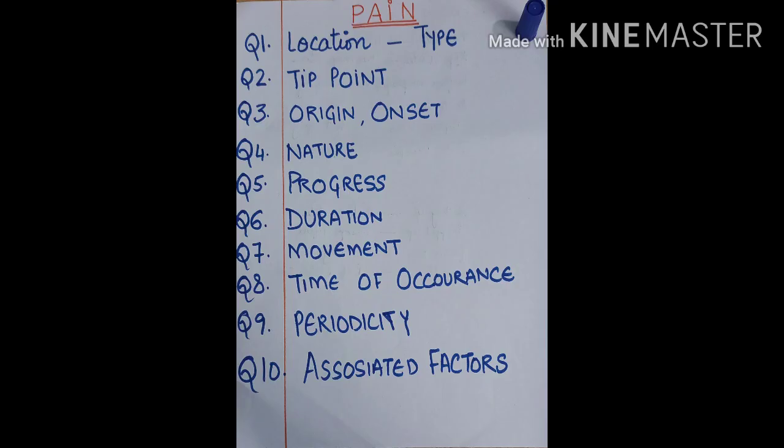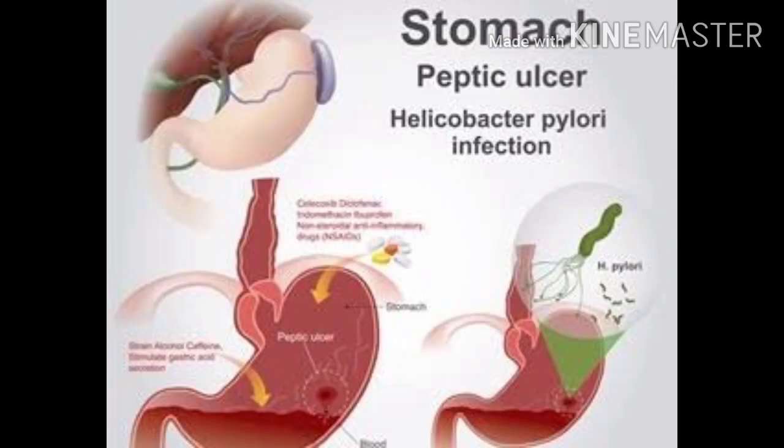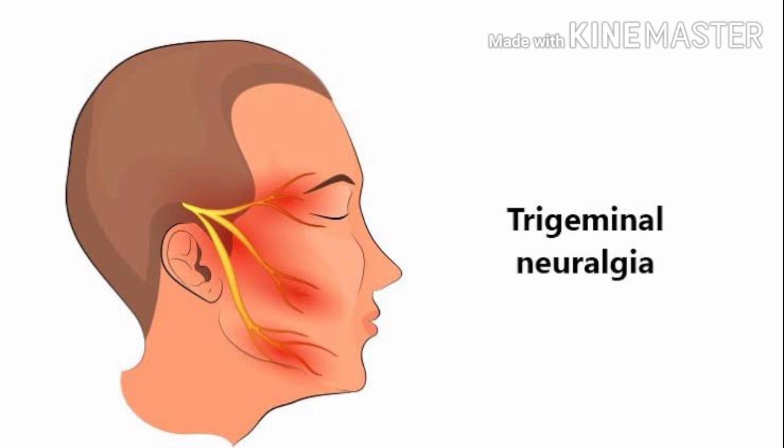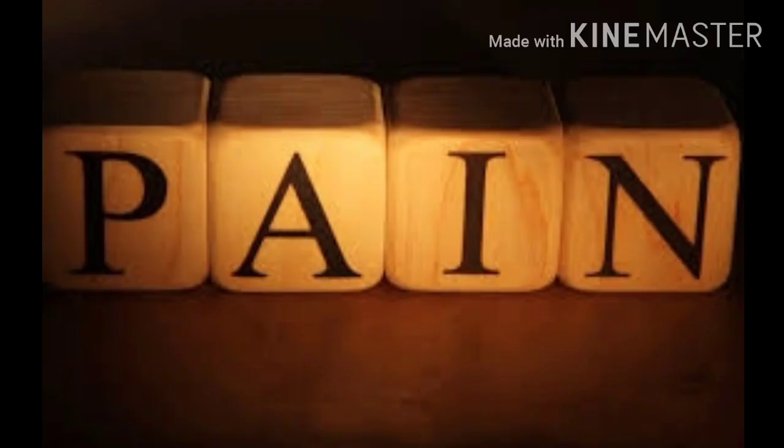Question number 9 is periodicity. Now you have to ask the patient what is the periodicity, what is the frequency of that pain. For example, if the pain is there and then it subsides for 1 week and then again the pain comes and then again it subsides for 1 week, if the cycle is repeated again and again, maybe it is a case of peptic ulcer. Whereas if a pain is there and it subsides for a few months, 2-3 months, and then again the pain comes back and the cycle repeats, that may be a case of trigeminal neuralgia. So these are some questions by which you can analyze the cause of that pain.